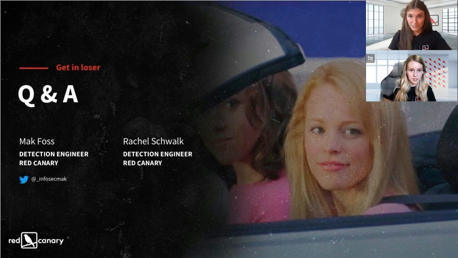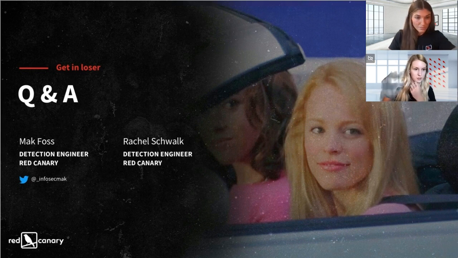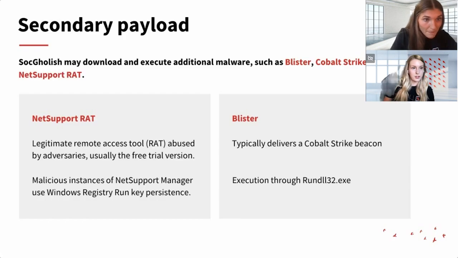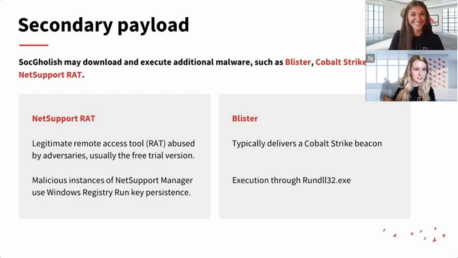How else could you differentiate between normal and malicious usage of NetSupport besides checking for a test license? So in malicious use cases, I think, Mac, didn't you have a slide on that one? They specifically use a registry key to create persistence, where not a lot of legitimate uses will use a registry key for persistence. Here we go. There you go.